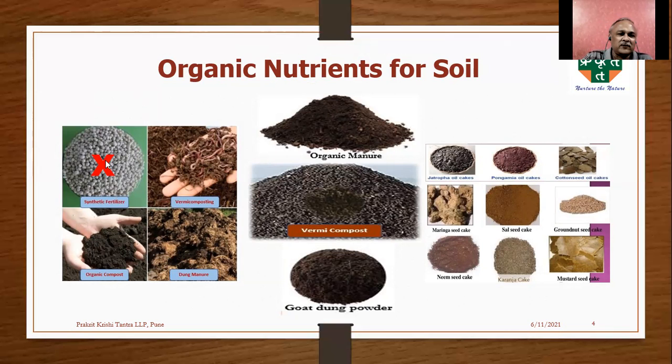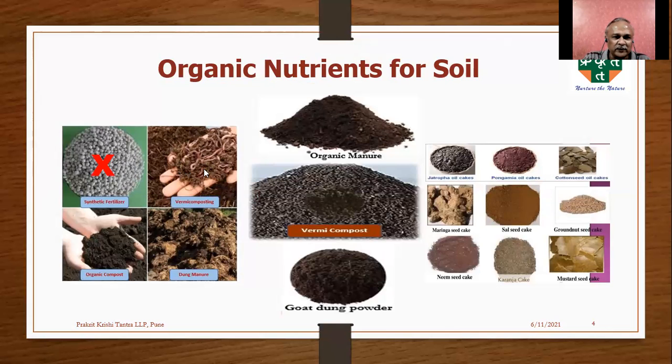So here in these four pictures, if you see, first is the synthetic fertilizer. So there is a big red cross. In organic biodynamic gardening, we should avoid this. There is no place for any synthetic material as a nutrient. So no synthetic chemical or fertilizer.